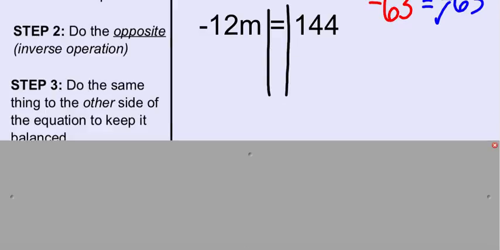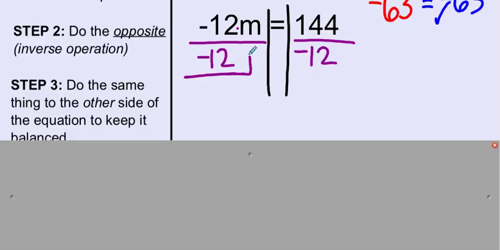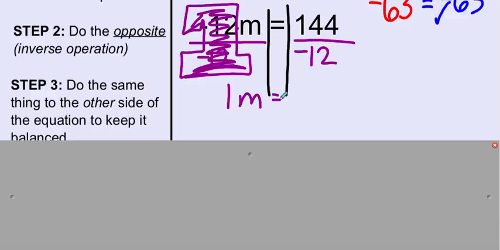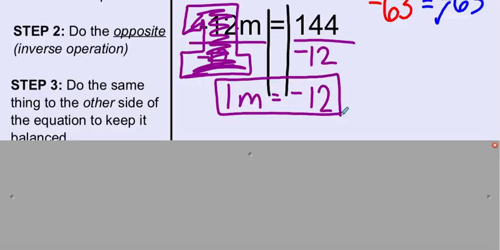Looking at this problem, we have negative 12m equals 144. So again, I'm going to do the same thing. I know that these were multiplying, so I know I have to divide. I divide both sides by a negative 12, because negative 12 is what is bothering the m. This turns into my gigantic 1. I can't do it when I come from that side. There we go. So I have 1m equals, a positive divided by a negative is a negative. 144 divided by negative 12 is negative 12.